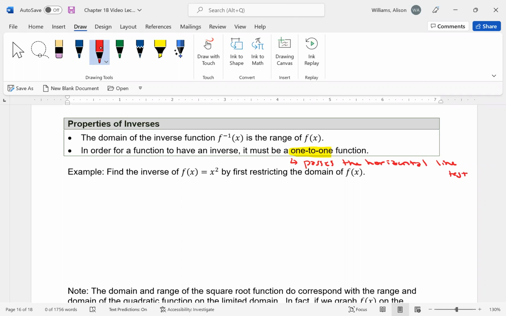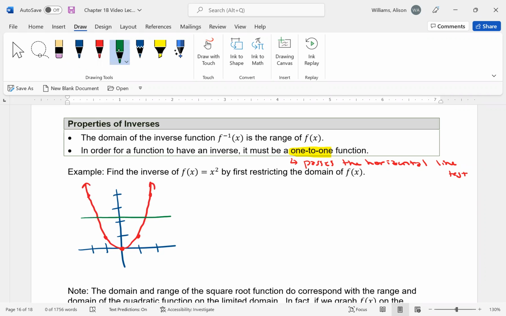I'm giving an example that doesn't pass the horizontal line test: x squared. x squared does not pass the horizontal line test. So if I draw this, 0, 0 here, let me do my check marks in blue. 1, 2, 3, 4, 1, 2. So it goes 1, 1, and 2, 4 on both sides. That does not pass the horizontal line test. We know this. If I draw a line, boop, it hits twice.